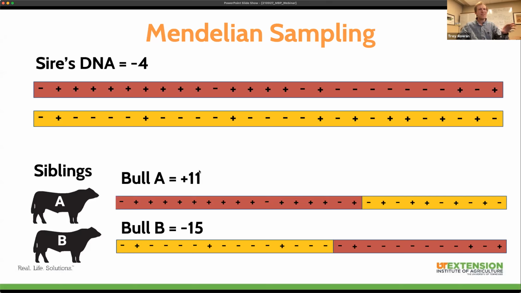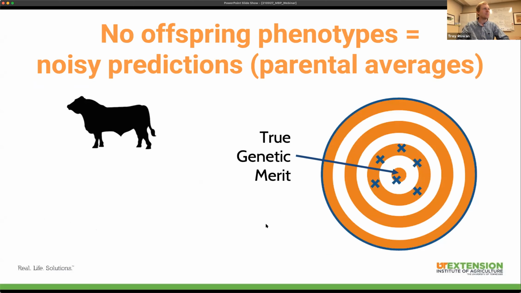So that's just a really brief illustration, but hopefully it helps us understand a little bit about how we can see this variation between siblings, how some of us can be incredibly handsome with our less handsome little brothers, right? And it all comes down to this fact of Mendelian sampling.